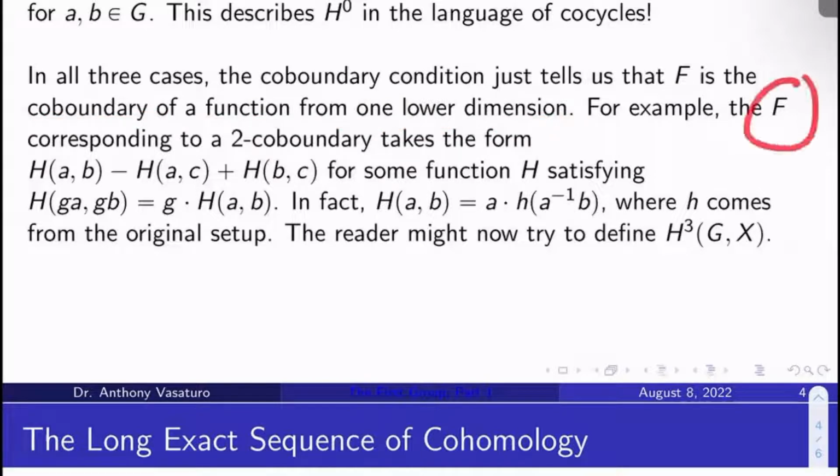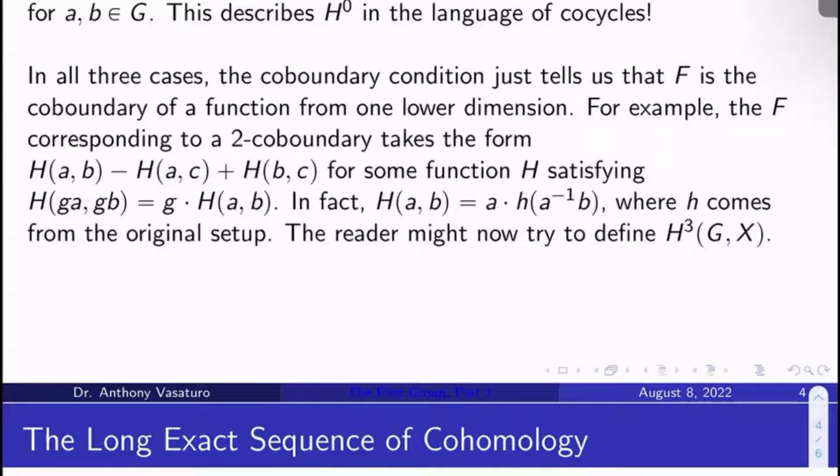So what I mean by that is, if you were to take the big F associated to a 2 coboundary, just for example, you could check that it took the form big H of AB minus big H of AC plus big H of BC for some function big H satisfying big H of GAGB equals G times big H of AB. In other words, you can associate to big F a function big H satisfying the one cocycle condition rather than the two cocycle condition. Does that make sense? So basically what you're doing with these cohomology groups is taking cocycles and modding out things that satisfy the cocycle condition from one dimension down, from one group down.